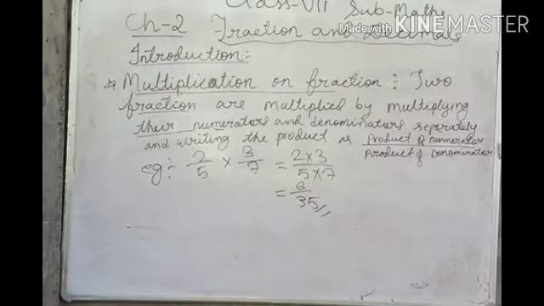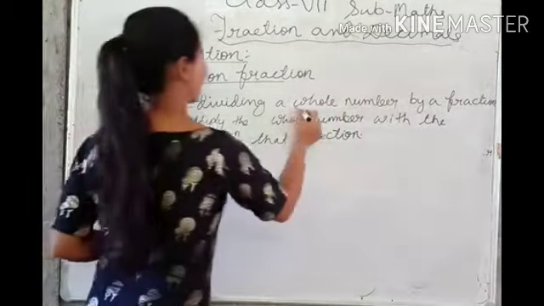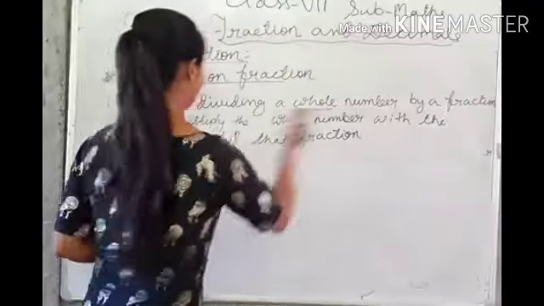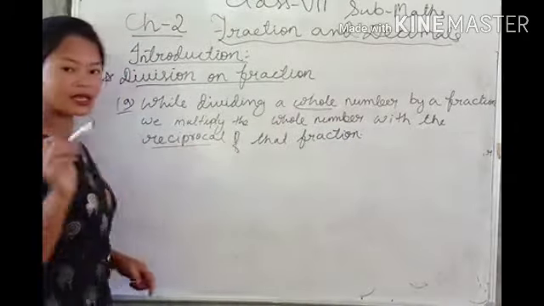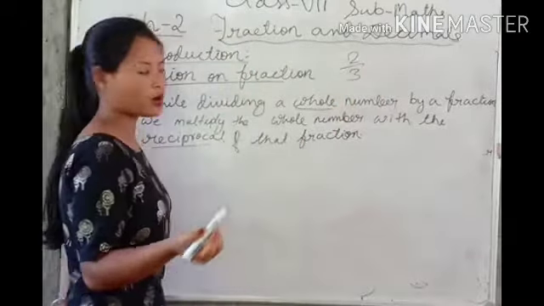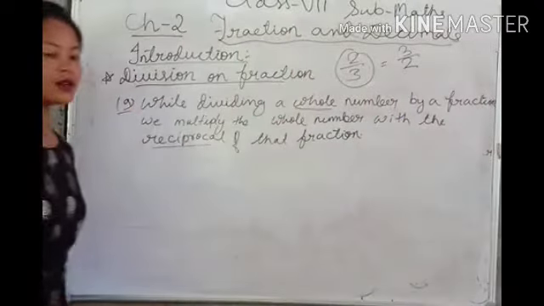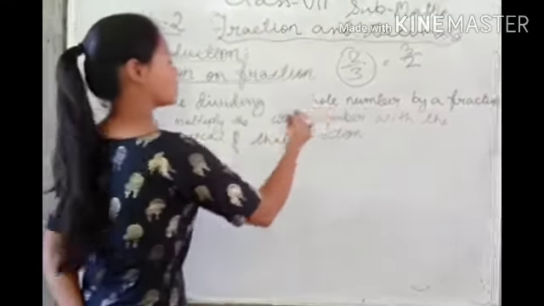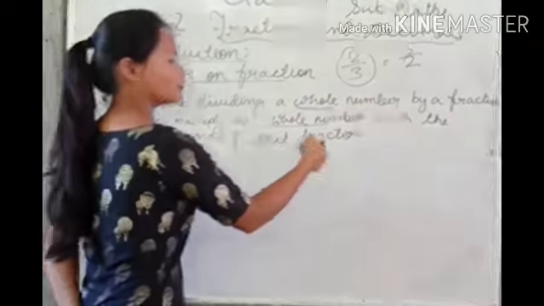Now I will explain the next, division of fractions. Part A: while dividing a whole number by a fraction, we multiply the whole number with the reciprocal. So what is a reciprocal? If I give you one fraction, 2 upon 3, the reciprocal is the reverse, 3 upon 2. So this is called the reciprocal. You multiply the whole number with the reciprocal of that fraction.